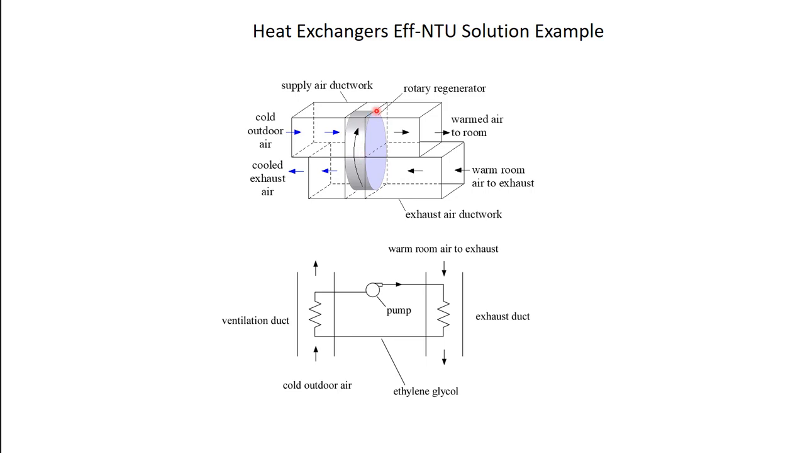And this works great. It's really convenient for new construction where you have the flexibility to locate the ventilation duct right next to the exhaust duct, right? Because then you can run this wheel between them. If you're trying to retrofit old construction, you may not have that option. You may be in a situation where the ventilation duct and the exhaust duct are not right next to each other.